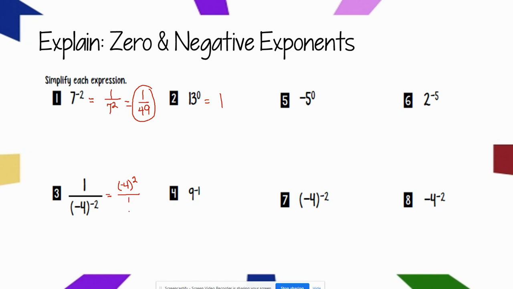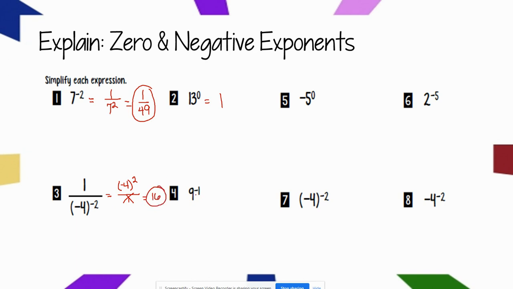Now that would be over 1, but if something is over 1, we don't actually need that. So we can get rid of that piece, and then we can solve negative 4 to the 2nd power. Because that negative 4 is in parentheses, this means that negative 4 is being multiplied by itself 2 times. Negative 4 times negative 4 gives us positive 16.